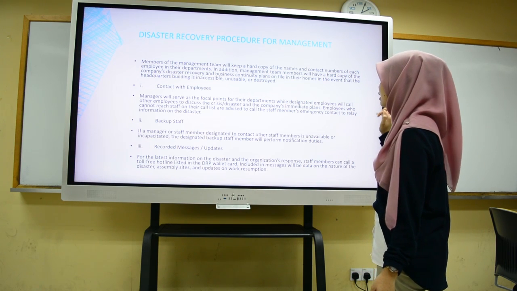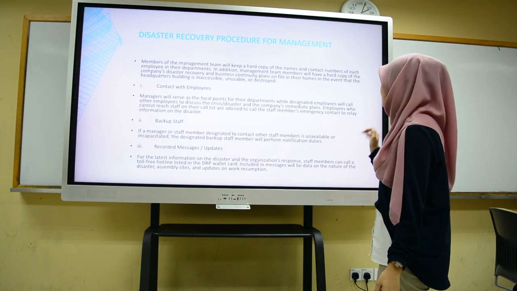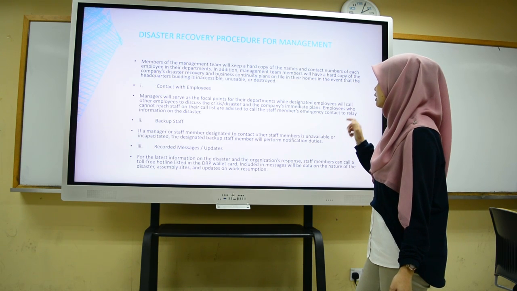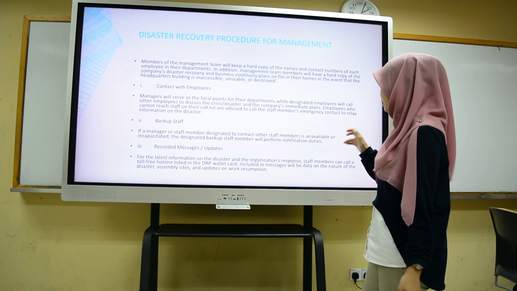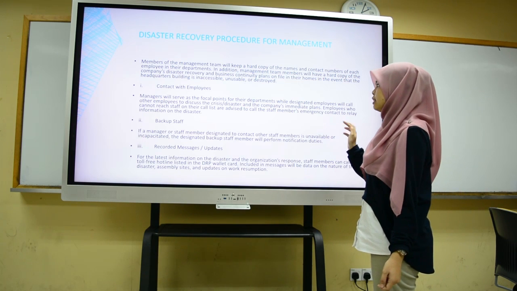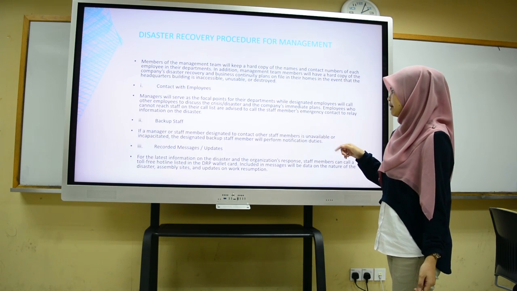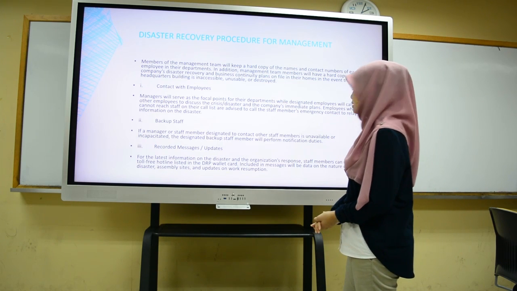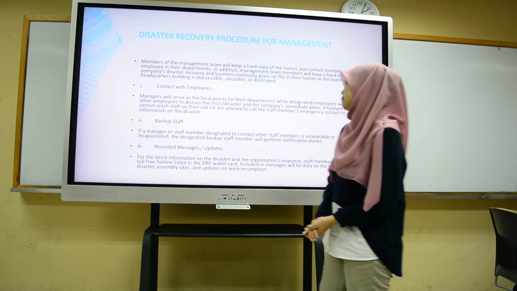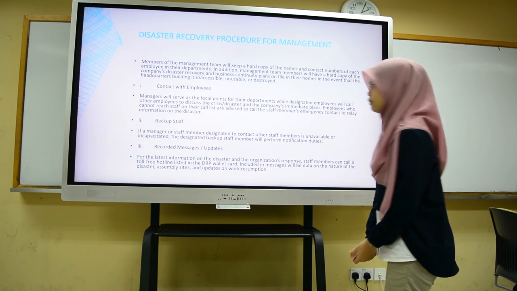First, they contact the employees. The manager will serve as the focal point of your department. Employees will call the other employees to discuss the crisis or disaster and the company's immediate plans. Employees who cannot reach staff on their call list are advised to call the staff member's emergency contact to relay information on the disaster. That is the backup staff. If a manager or staff member deciding to contact other staff members is unavailable or incapacitated, the designated backup member will perform the notification duties.